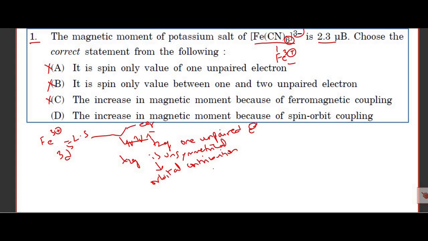The increase in magnetic moment because of spin orbit coupling. Here, listen, for one unpaired electron, the magnetic moment is 1.73. Here you see the magnetic moment given is 2.3. Hence the magnetic moment has been increased due to orbital contribution, that is the unsymmetrical nature of t2g, and hence answer D is correct. The increase in magnetic moment is because of spin orbit coupling.